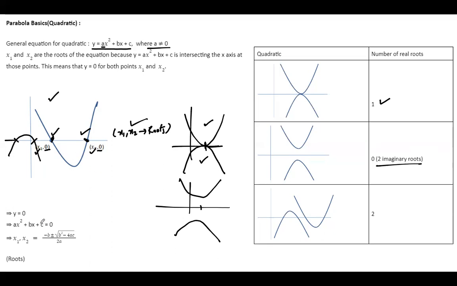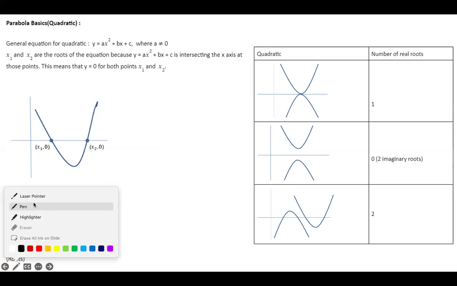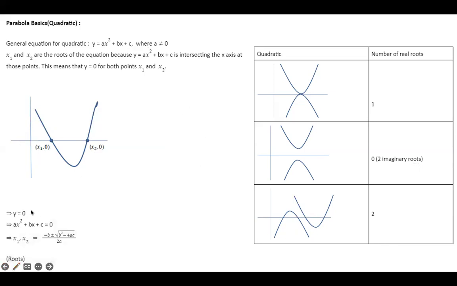The 2 roots would be given by this equation, minus b plus minus under root of b square minus 4ac, by 2a. One root is minus b plus something, the other root would be minus b minus something. Let me tell you one more thing with respect to graphs specifically.